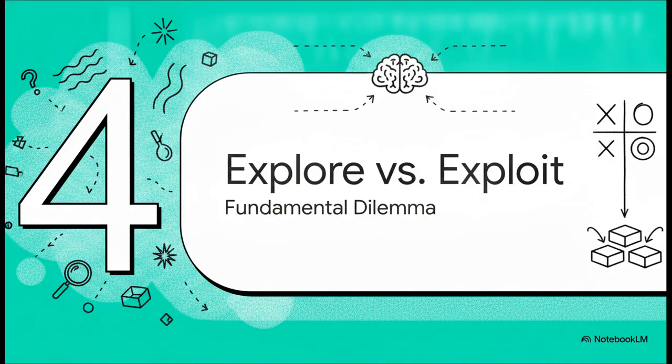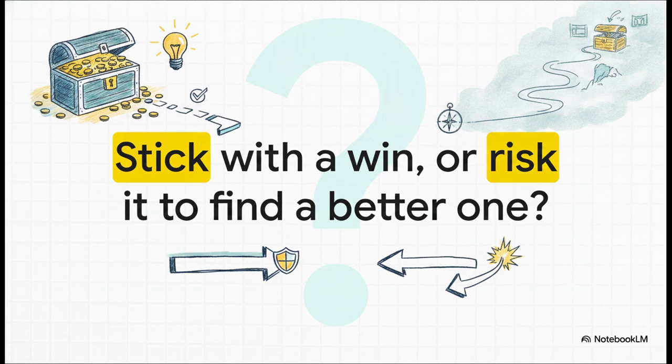Okay, that brings us to Section 4, Explore versus Exploit. This is a massive philosophical tension driving all of machine learning. It really boils down to this. Do you stick with a winning move or risk it all to find a better one? I mean, seriously, ask yourself. When you're navigating uncharted territory in your own life, do you exploit what you already know works for a guaranteed reward? Or do you explore to maybe find something entirely new?